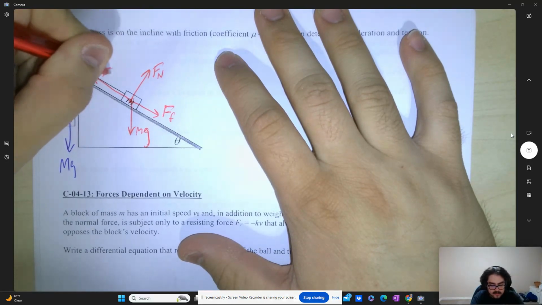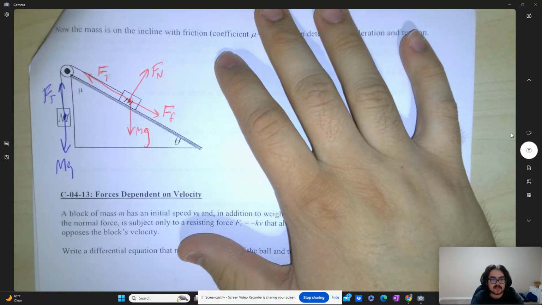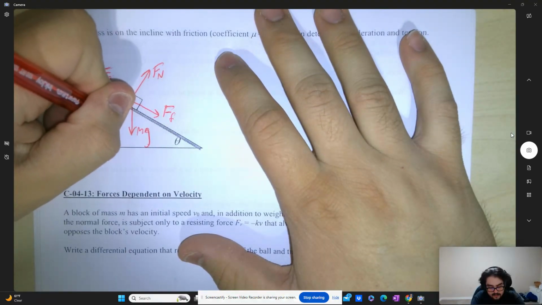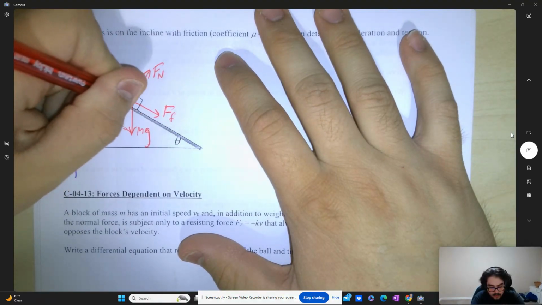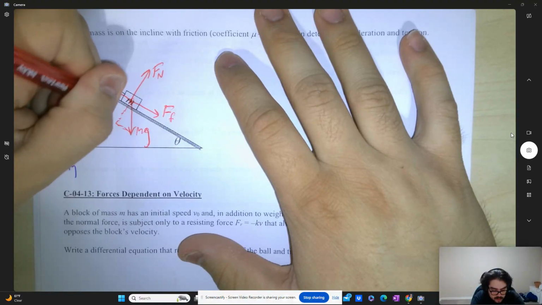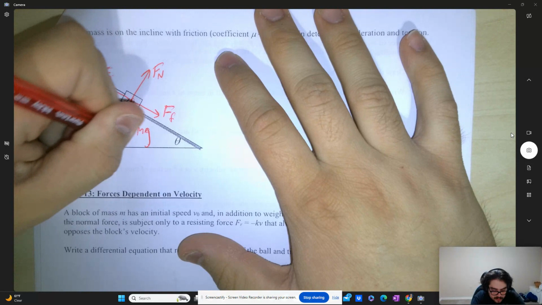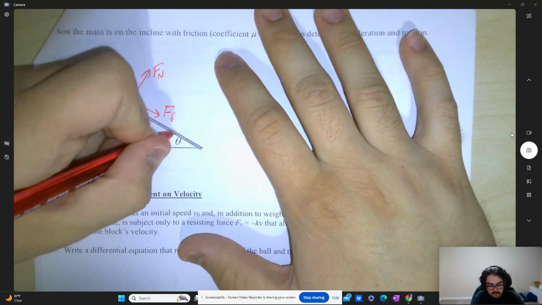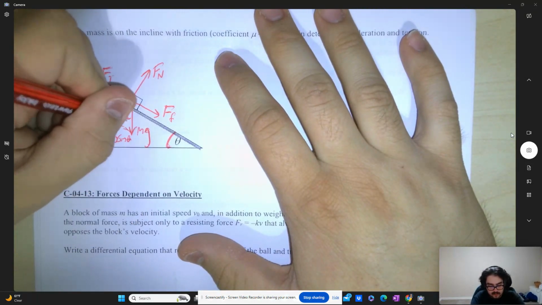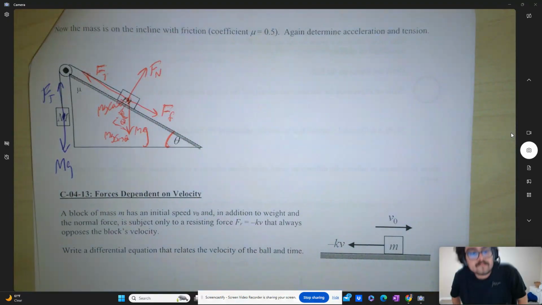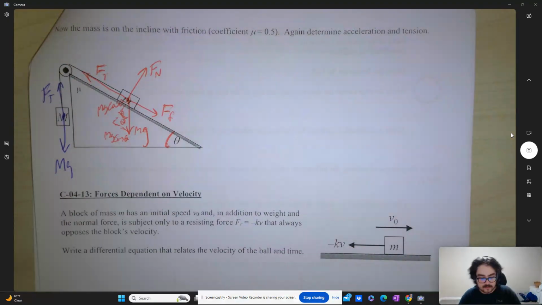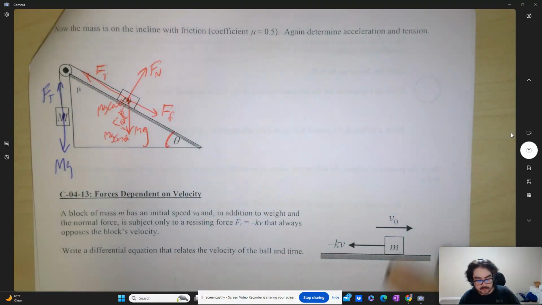Now here's the thing that changes. Here's the thing that's kind of funky about this case: the mg has two components, mg cosine theta and mg sine theta. There's your theta. Super sloppy, but I don't care. I'm tired. I want to go to bed.